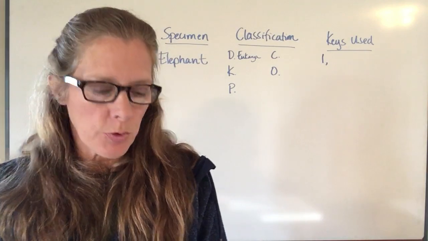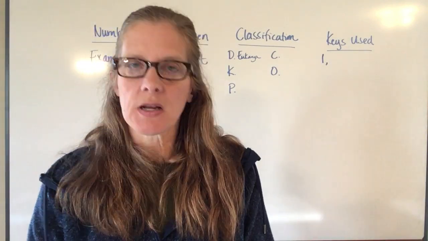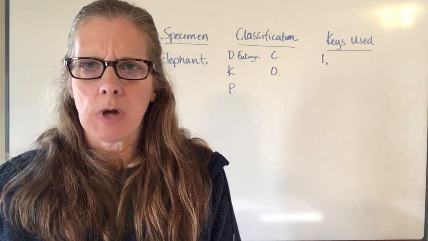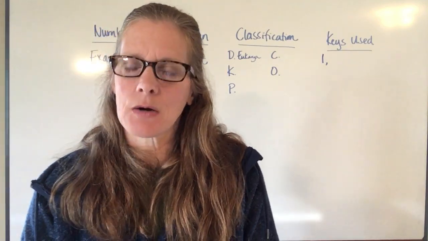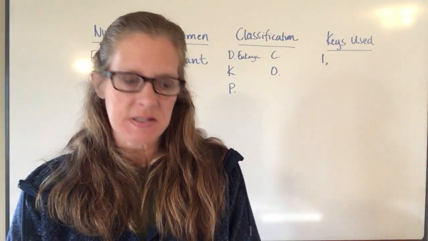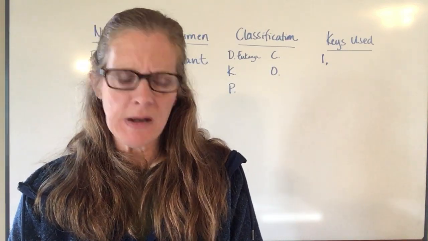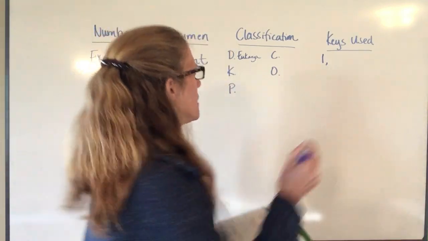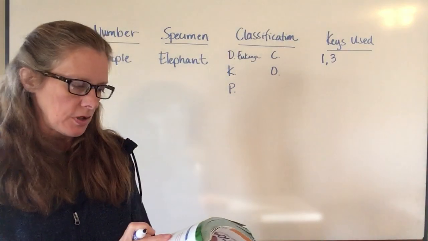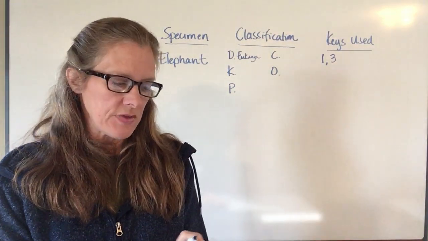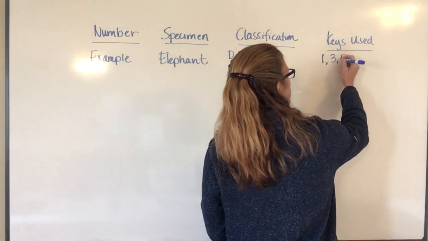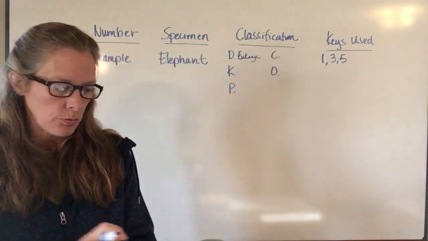Going down to key number 3, the next question is, is it autotrophic or is it heterotrophic? Elephants do not have chlorophyll. They do not make their own food. They do have to eat. And so that tells us that an elephant is going to be heterotrophic. So I just used key 3 to determine that this is heterotrophic, and that is then going to send me down to key 5. So I'll put a 5 up here, and then we'll go down to key 5.